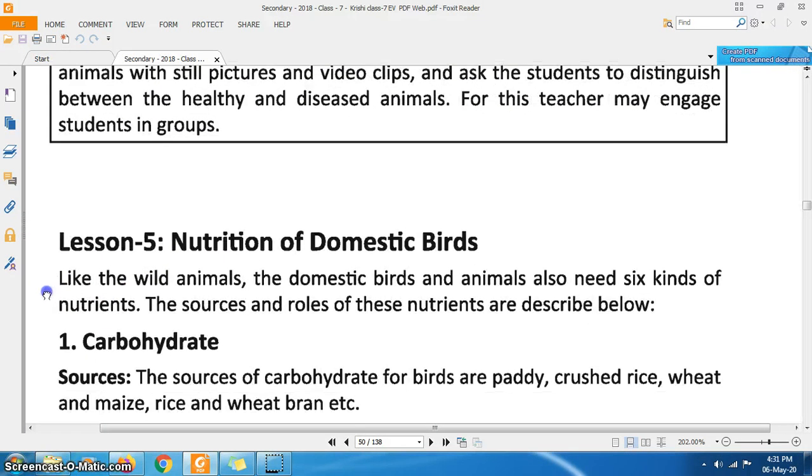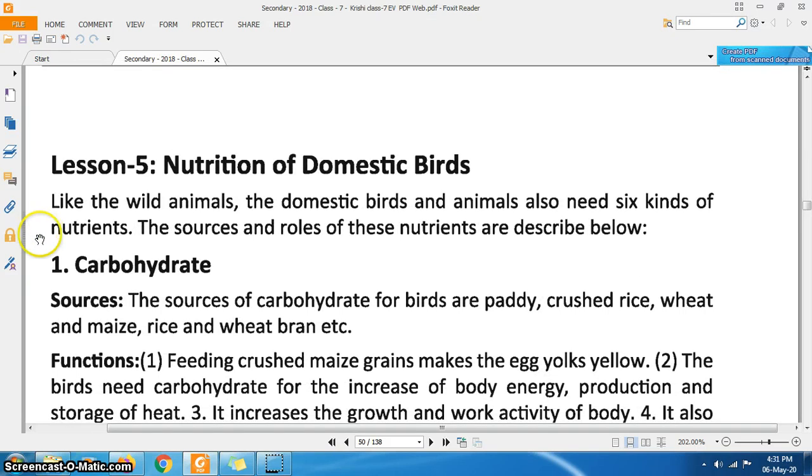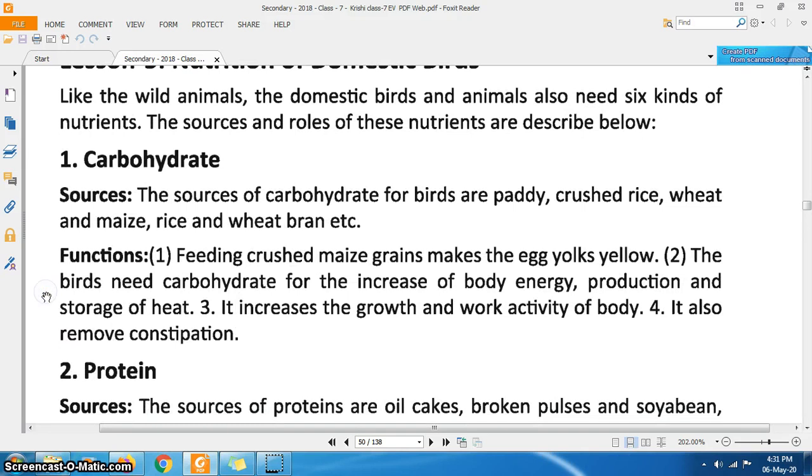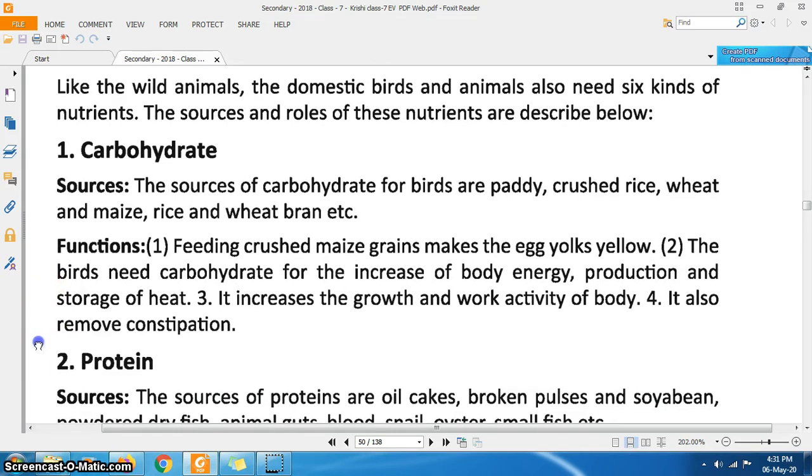Now I am going to discuss Lesson 5, nutrition of domestic birds. Like the domestic animals, the domestic birds also need six kinds of nutrients. The sources and roles of these nutrients are described below. Carbohydrate. The sources of carbohydrate for birds are paddy, crushed rice, wheat and maize, rice and wheat bran. Function.